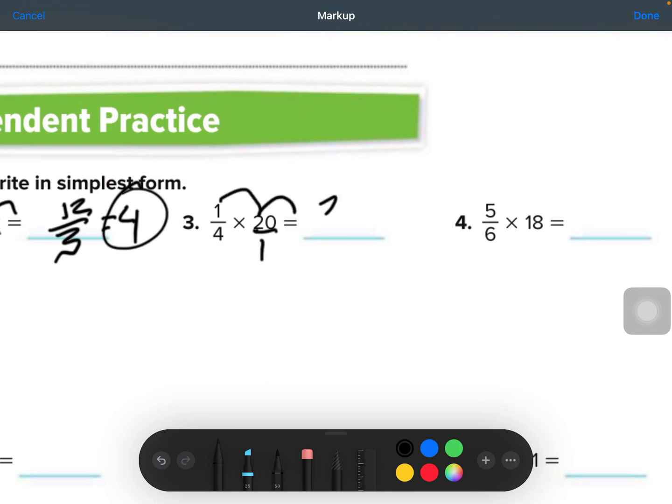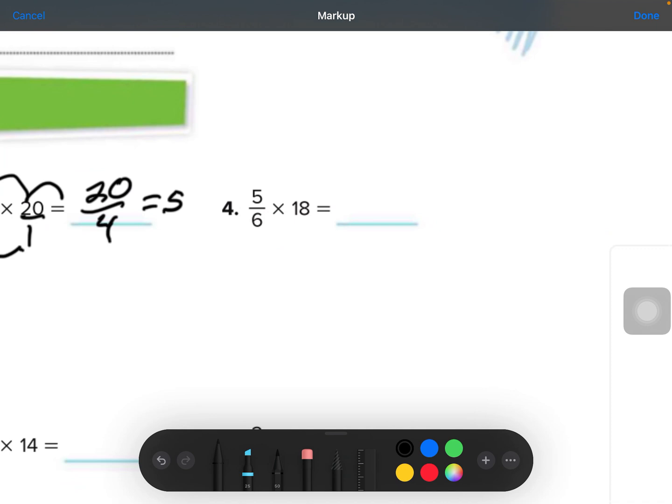Okay, number 3. Put a little 1 underneath that whole number. 1 times 20 is 20. 4 times 1 is 4. 4 will go into 20 5 times. Okay, here we go with number 4. Put a little 1 underneath there. 1 times 18, I'm going to have to do that work over here. That would be 40, 5, 6, 7, 8, 9. So it could be 90.